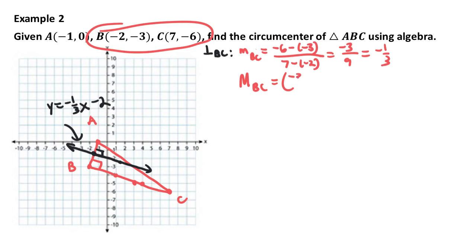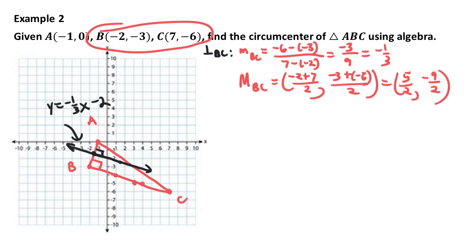All right, we've got negative 2 plus 7 over 2, and negative 3 plus negative 6 over 2. So we got 5 halves, comma, negative 9 halves. Let's see if that makes sense. 5 halves is 2.5, so go over 2.5. Negative 9 halves is negative 4.5, so go down 4.5. Over 2.5, down 4.5 would put me right here. Does that look like the midpoint of BC? It sure does. So it looks like we're good so far.